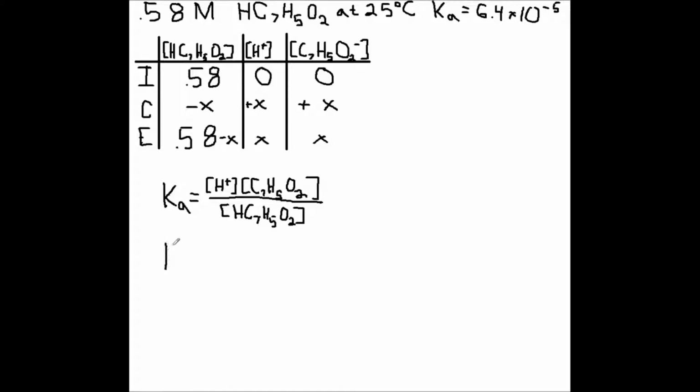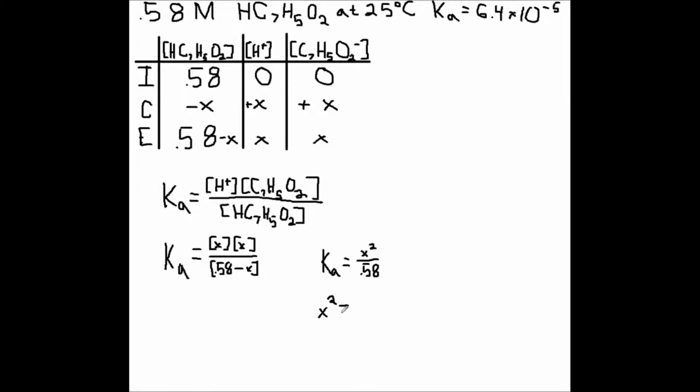So then you replace the concentrations with their variables found in the ice table. And so the two products on top are just X, and underneath you have 0.58 minus X. And you assume that X is negligible and beneath 5% of the overall concentration, so you can just get rid of it, and then you're left with Ka equaling X squared over 0.58.